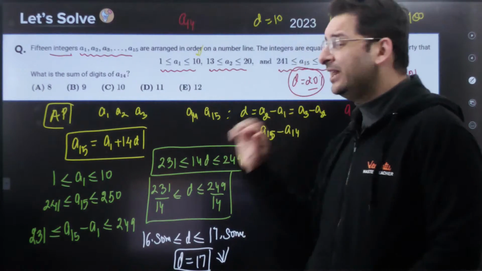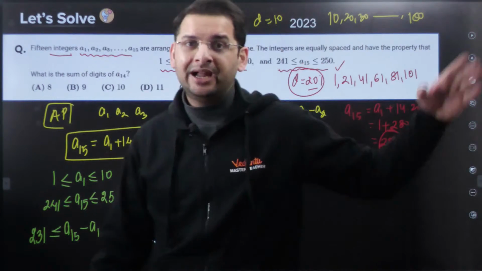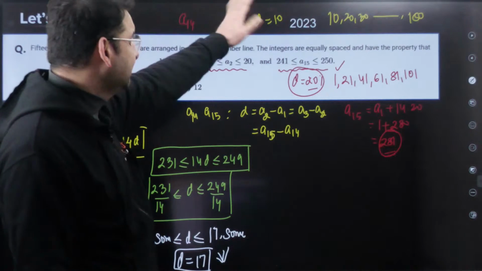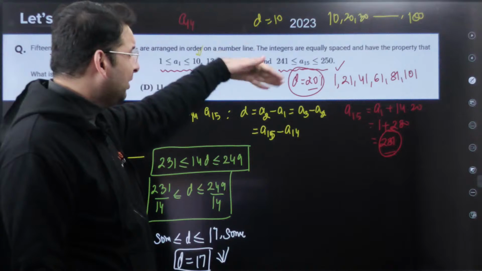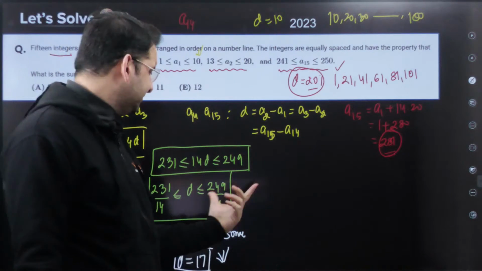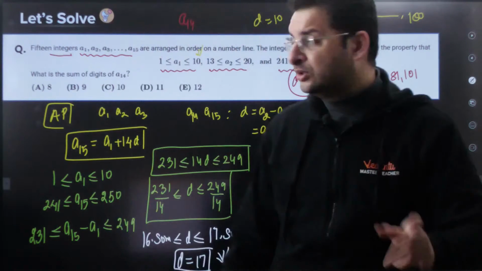So we have figured out D and this is in line with what we had earlier experimented with certain numbers. तो हमने certain numbers experiment किया था. हमसे बता दिया था कि D का वैल्यू 10 से बड़ा होगा और 20 से छोटा होगा. तो 17 perfectly उसी रेंज में आ रहा है. So D is definitely 17.